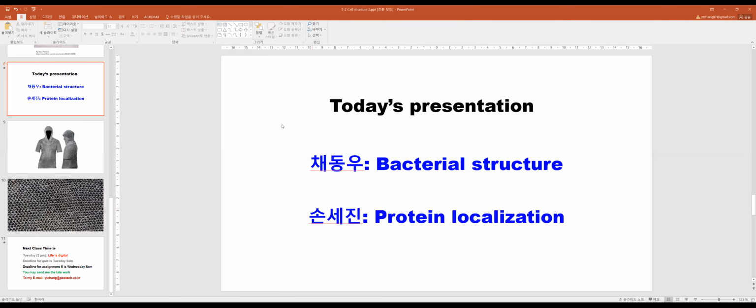Okay. Any other question for Dong's presentation? Okay, let's say it's clear for now. Then let's move on to the second talk. It's Sejin's protein localizations. Sejin?